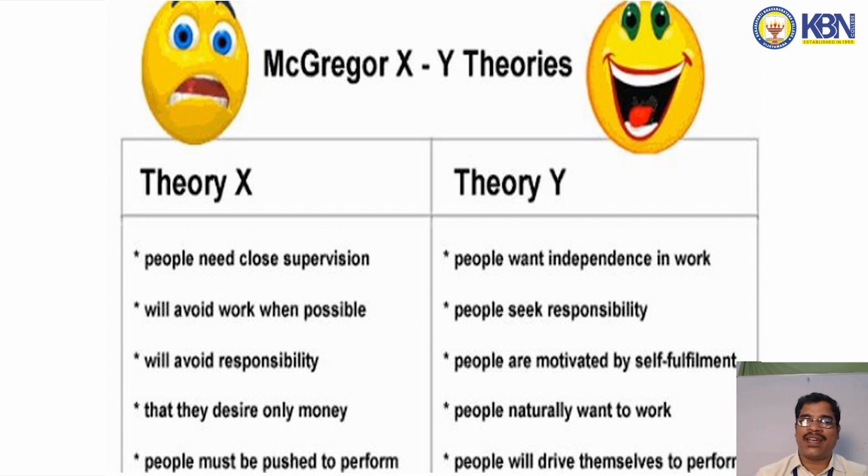So under Theory X, see, under the X theory, employees always want to escape from the work. They don't want to undertake any kind of responsibility. They are in a rush to escape from the work. See here, people need close supervision, employees always require close supervision. If no supervision is available, then employees may not complete the given task. So that's the reason why under Theory X people need close supervision.